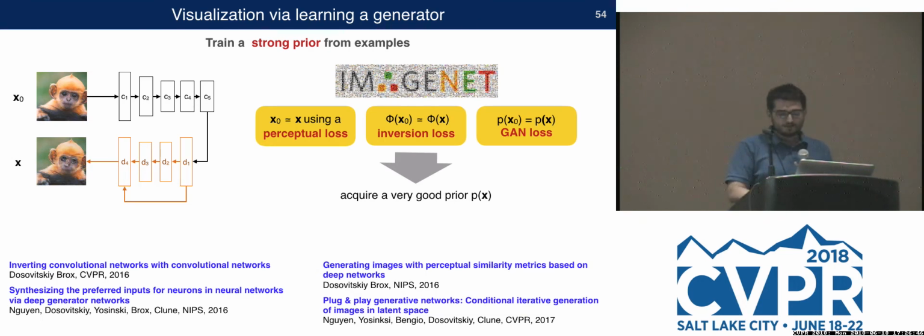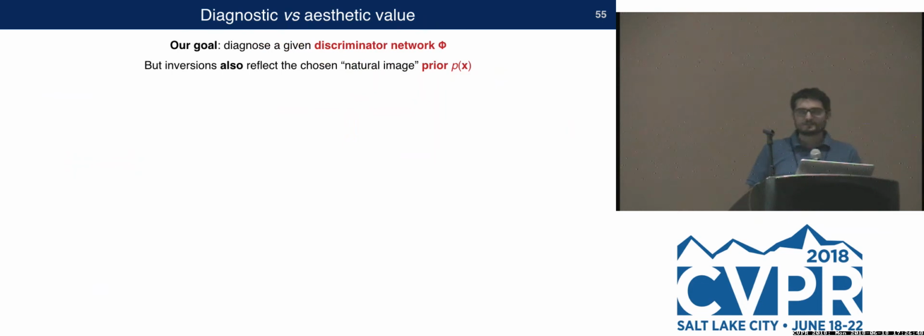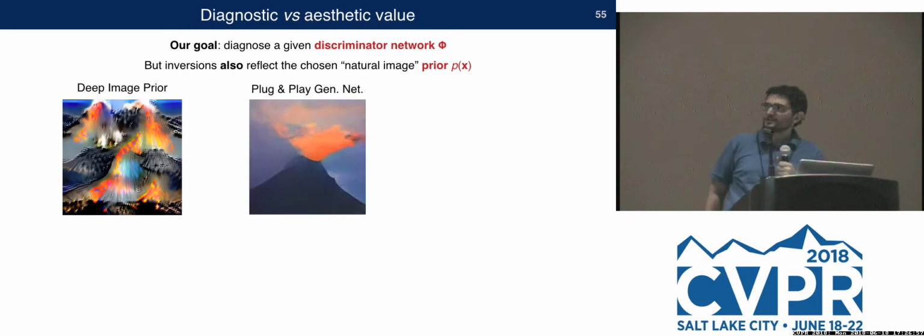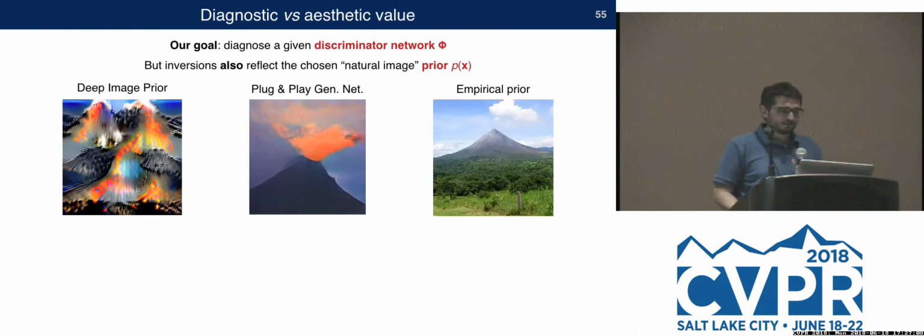Okay. And now, let's see what is the effect of that. So if I use my deep image prior and then invert to the class of volcano, I get that. Okay, that's a volcano. If I use this plug-and-play generator network, which is possibly the most advanced of this family of methods at present, unless there is something better at the CVPR, well, then I get that. Well, that looks definitely much better. But at the end of the day, what I could do is just take a billion images on the internet, look for the network or the image that maximizes my volcano neuron, and then maybe I get something like that instead.